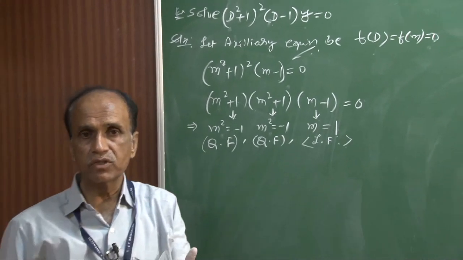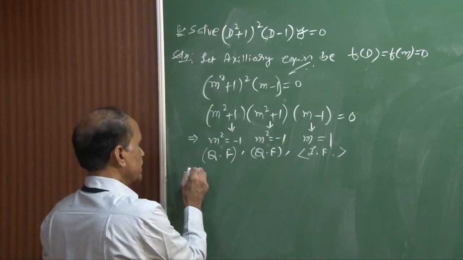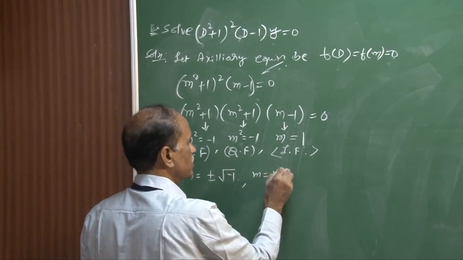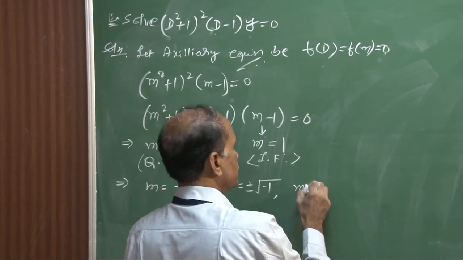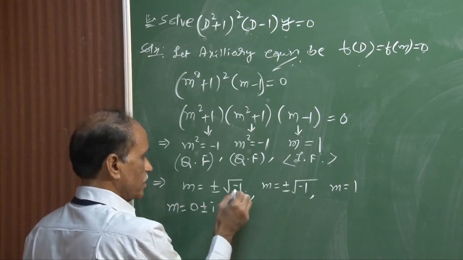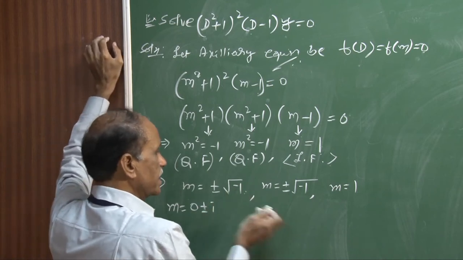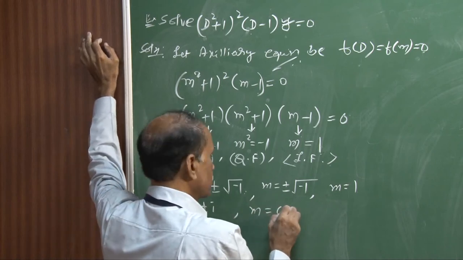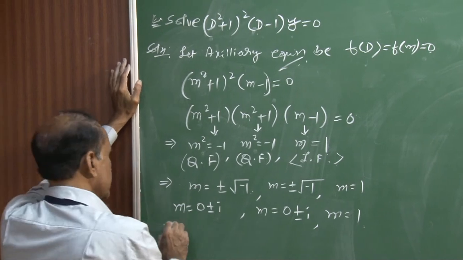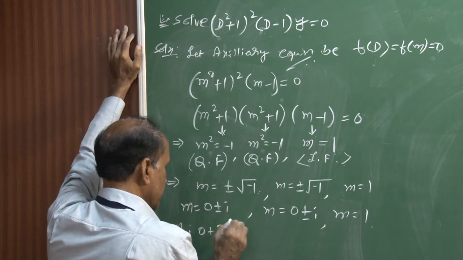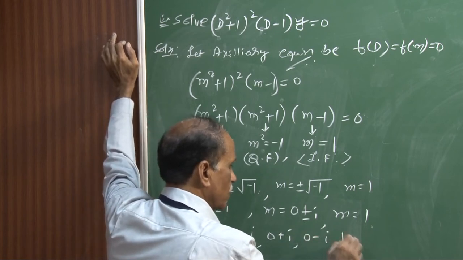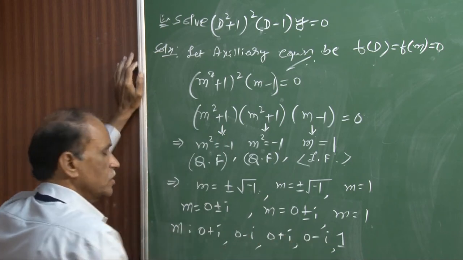It is a combination of a real root and two sets of imaginary roots. This implies m is equal to plus or minus root of minus 1. Here also m is equal to plus or minus root of minus 1. Here m is equal to 1. So m is equal to 0 plus or minus i, and m is equal to 1. The roots are 0 plus i, 0 minus i, 0 plus i, 0 minus i, and 1. Therefore 1, 2, 3, 4, 5, totally 5 roots are there.